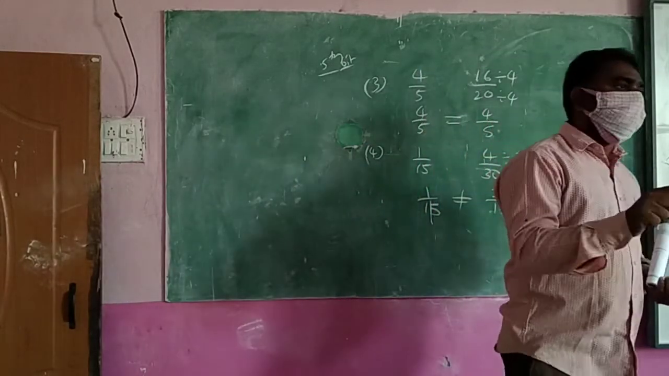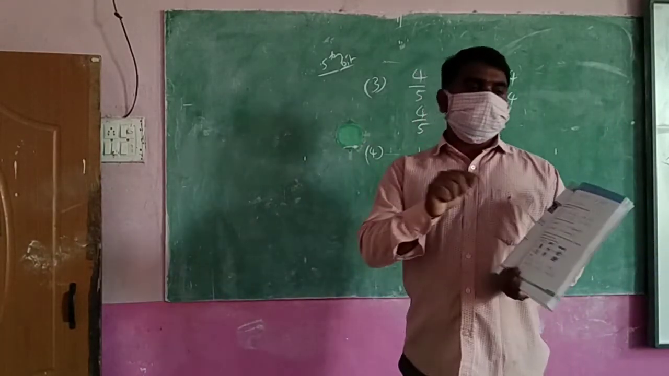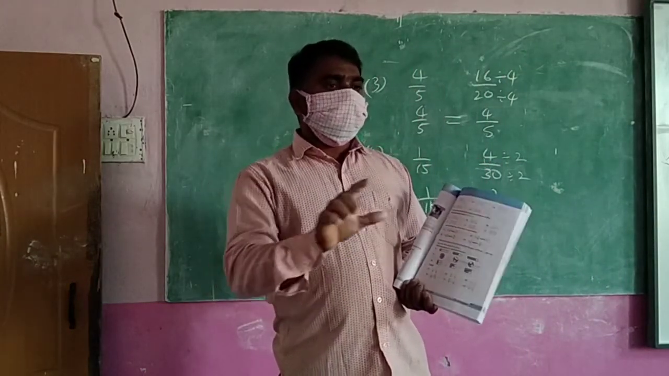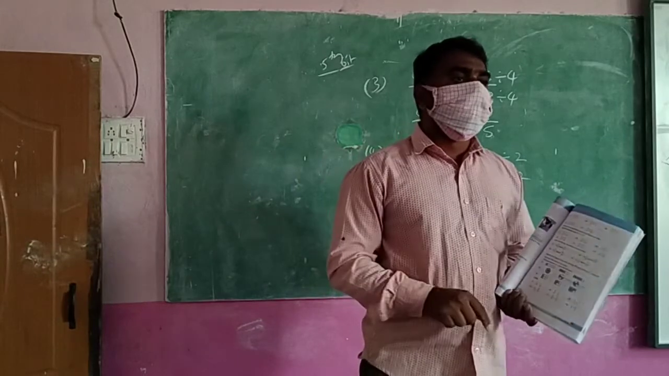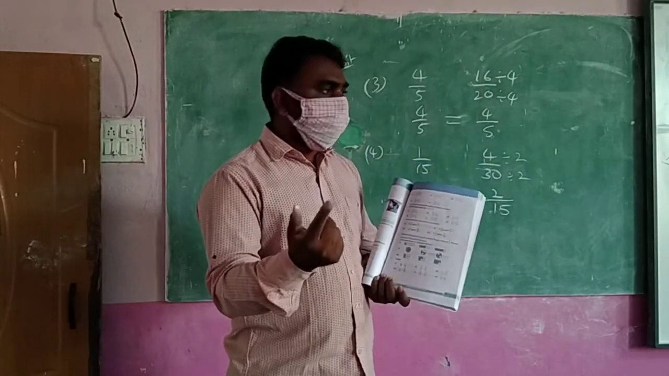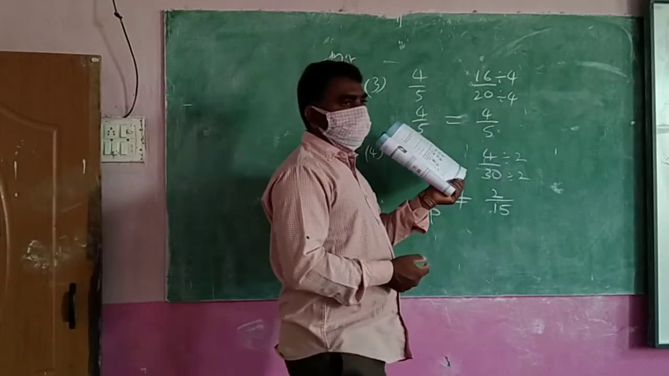In between, what symbol will go? Plus. 1 by 5 plus 3 by 5 is equal to 4 by 5. Like that, by using the fractions you write in the notebook. Pictures are no need in the notebook. You write by using the fractions.